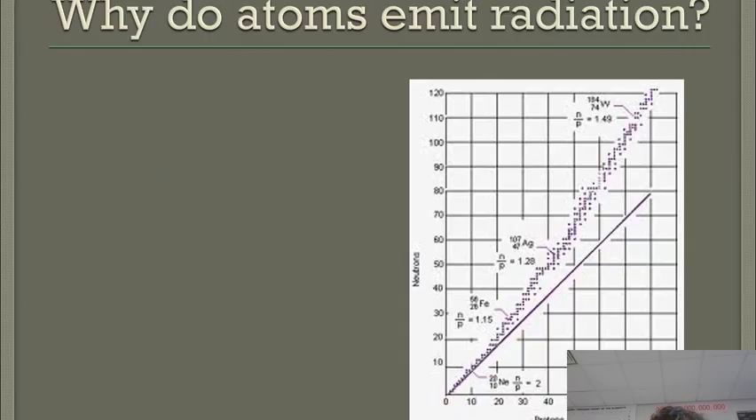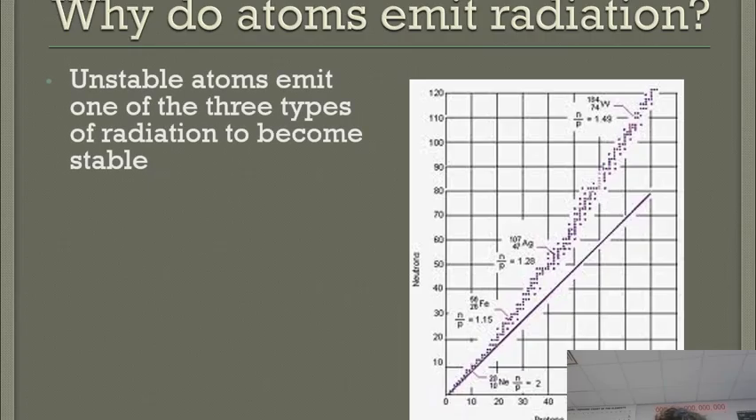So we already have talked about this a little bit, but why do atoms emit radiation? Remember, we said it's because they're unstable. So one of those three types of radiation we talked about, alpha, beta, or gamma, is going to be emitted if an atom's nucleus is unstable.